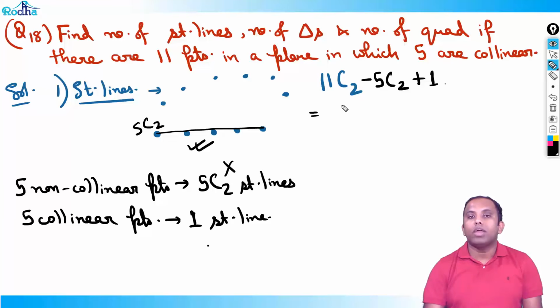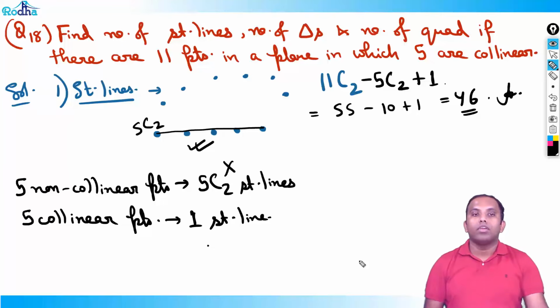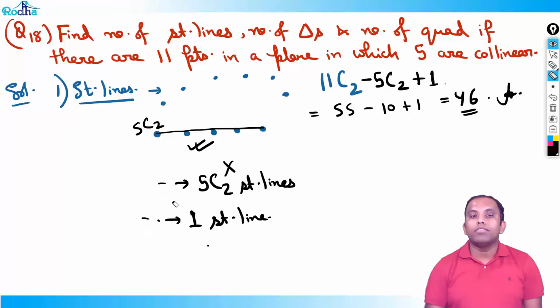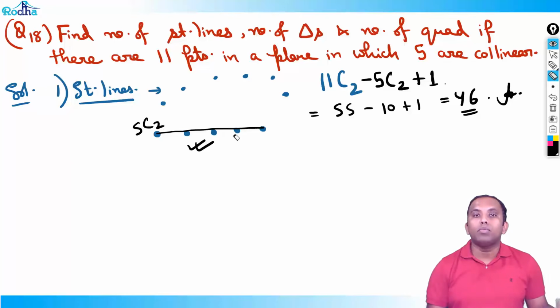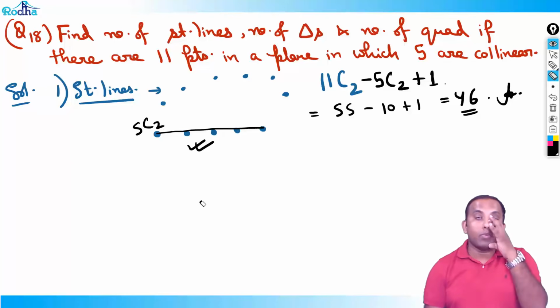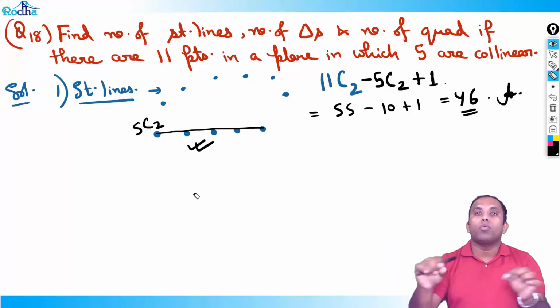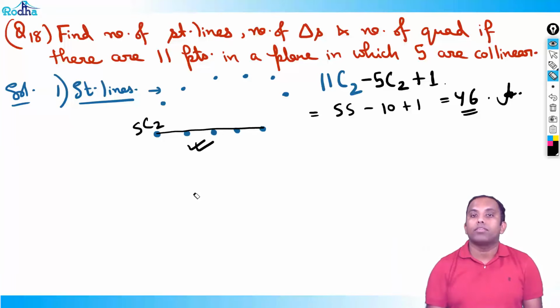11C2 is 11 times 10 by 2, that is 55. Minus 5C2, which is 10, plus 1. The answer is 46. So 46 is the answer for the case of straight lines. The concept here was that 11C2 includes this 5C2 as well, but 5 collinear points lie in a single line, so they give only one straight line, not 5C2 lines. Subtract that 5C2 and add 1. That is the funda.